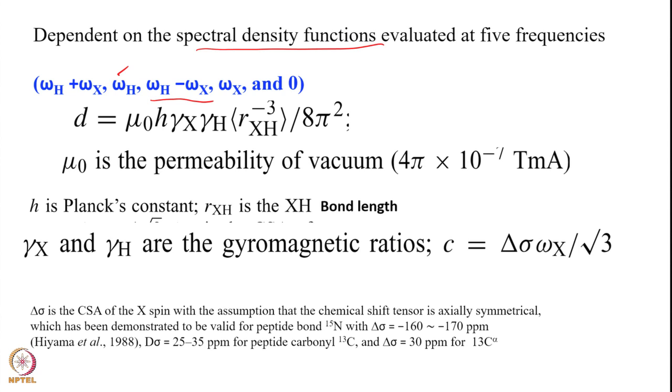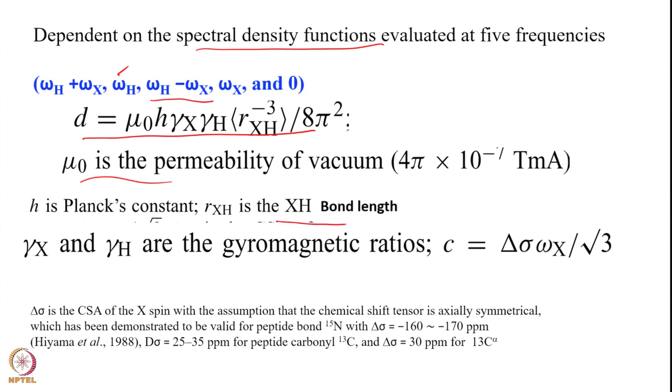Right. The parameters that I had given in the previous slides, like D, are essentially these parameters, which also depend upon the distance between X and H, and the rest are the gyromagnetic ratio, Planck constant and permittivity of the vacuum.